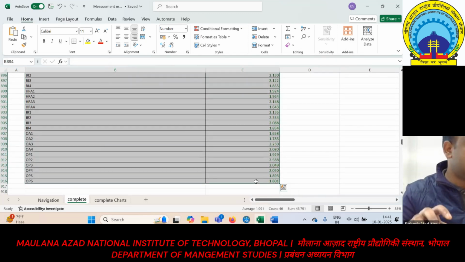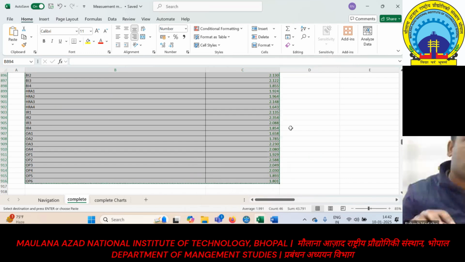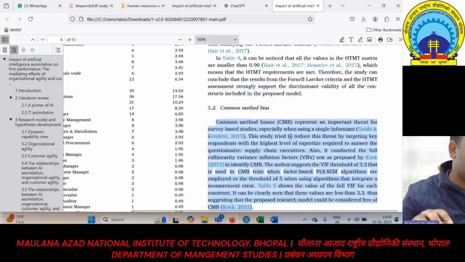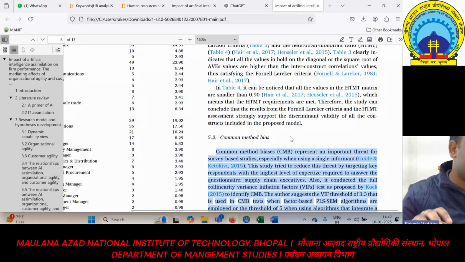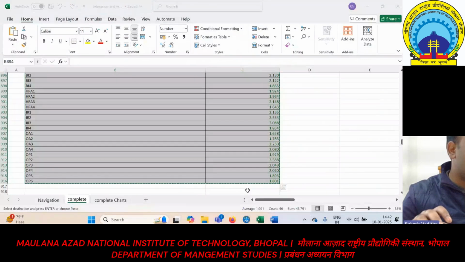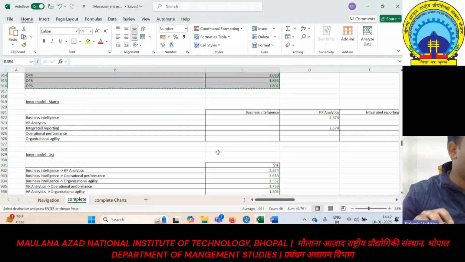Good afternoon, sir. Can I ask you a question? Sir, what if our VIF values are higher than 3.3 but less than 5? Can we consider that? Yes, ma'am. Suppose your model is fulfilling internal consistency and discriminant validity. Here it is clearly mentioned, the threshold limit of 5. In this context, the outer model you can consider, but the inner model you can't, ma'am.